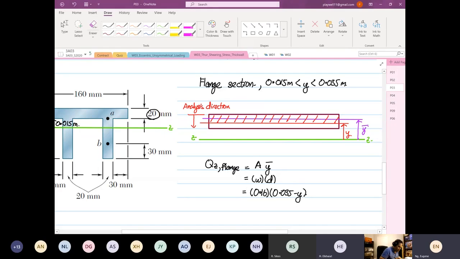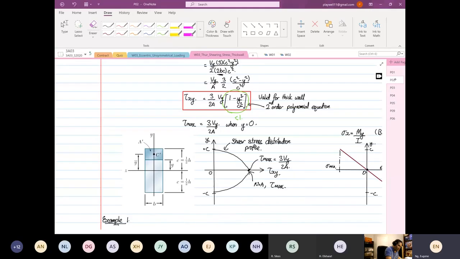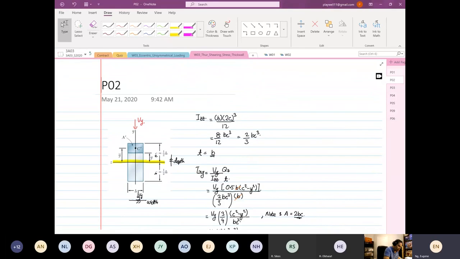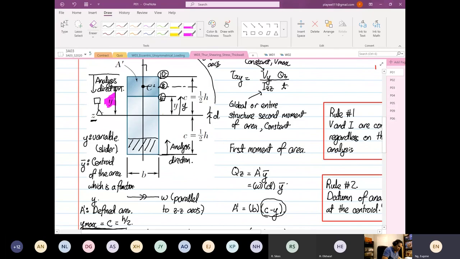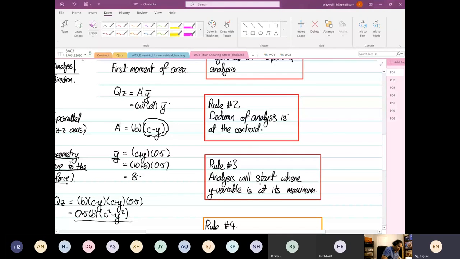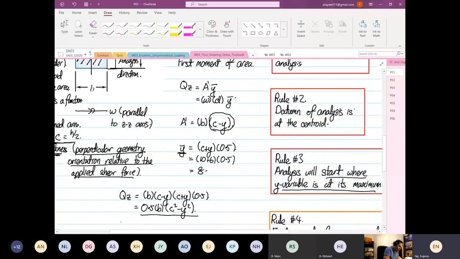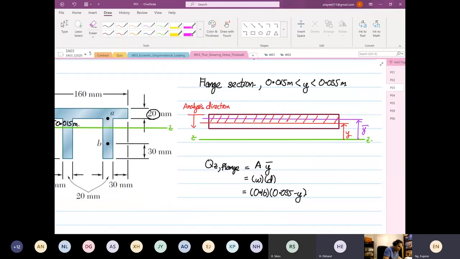Isn't the depth supposed to be 0.02, the 20 millimeters, or no? No, because we are starting our analysis from Y max. Remember, right? We are applying our rule, right? So the rule says that the analysis will start where Y variable is at max. Yeah. There you go. Okay, and all I'm doing now is I'm applying this formula now.